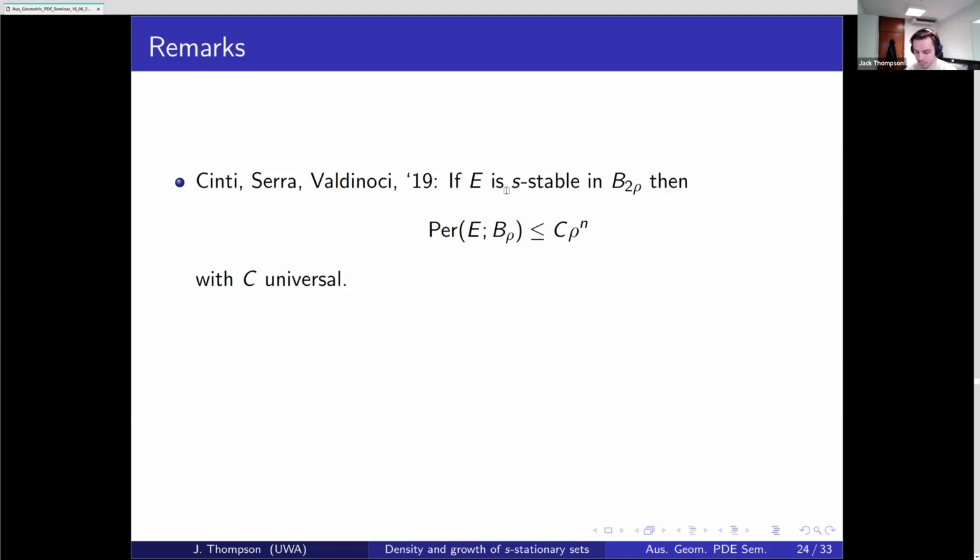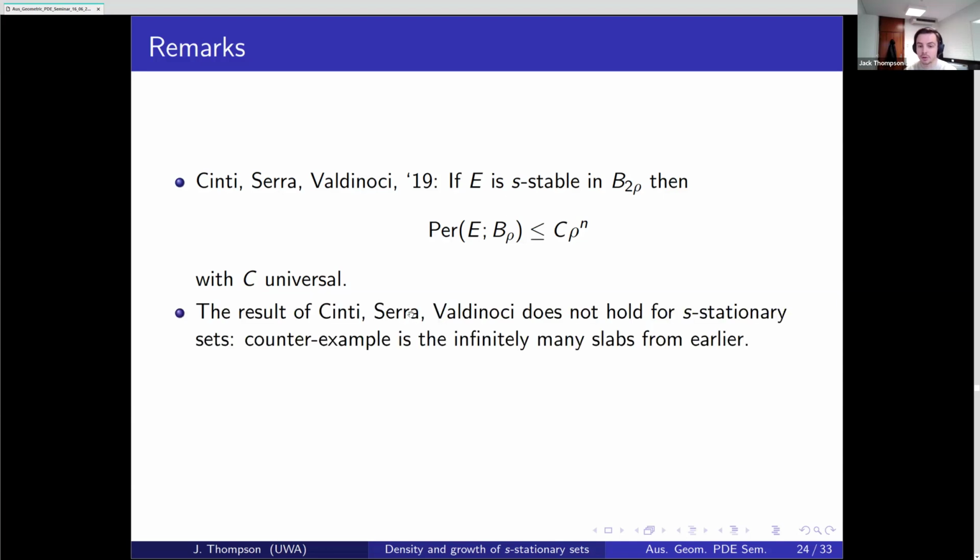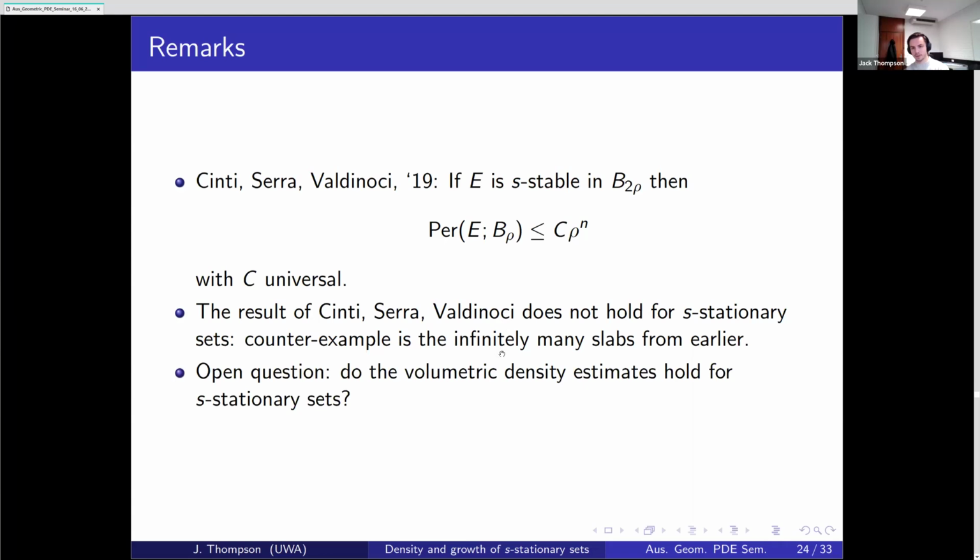And they did this for S stable sets. And the result doesn't hold for S stationary sets because of the example of infinitely many slabs: when I take the slabs close together, I told you they become unstable and they violate this perimeter bound. So it doesn't hold for stationary sets. And an open question is, do the volumetric density estimates hold for S stationary sets? This is an open problem. Okay. The infinitely many slabs don't violate the volumetric density estimates.